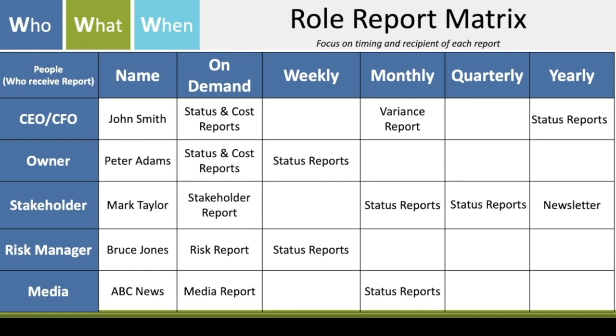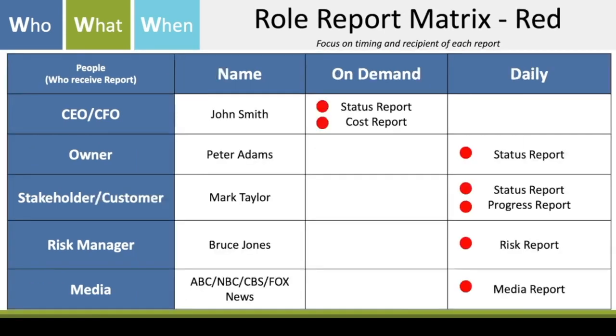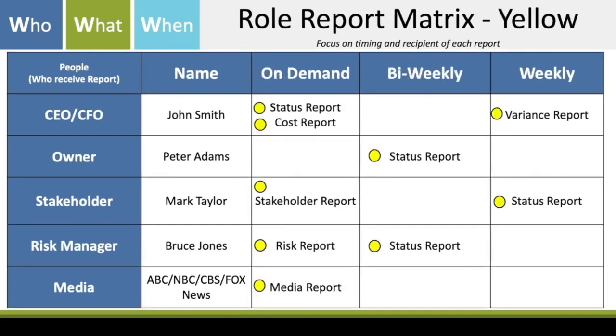Okay, situation is we're now in red. So now what happens? Well, in a red condition, John wants a status report on demand. He wants a cost report. Peter, Mark, Bruce, they all want daily reports. So we've taken this same tool and we've applied the red condition to it. We've applied the yellow condition to it, right? Again, awareness. What do we want to see on demand? What do we want to see bi-weekly, weekly? So you're taking that role report matrix and you're applying a red condition and a yellow condition to those existing reports. How powerful is that?